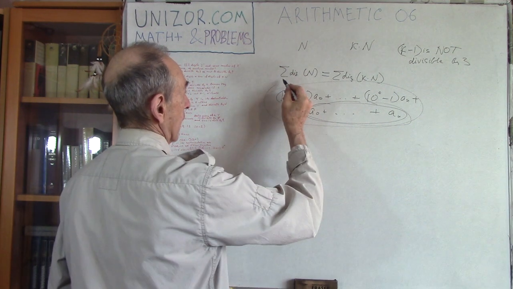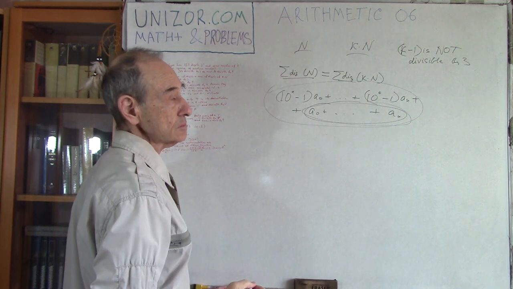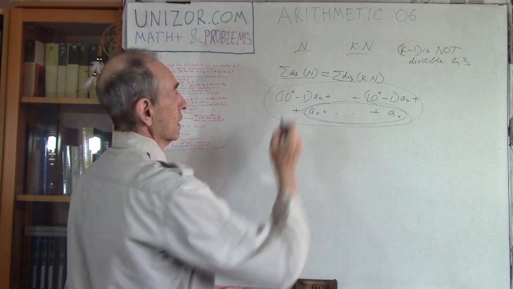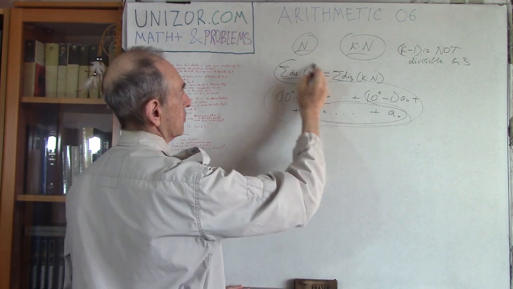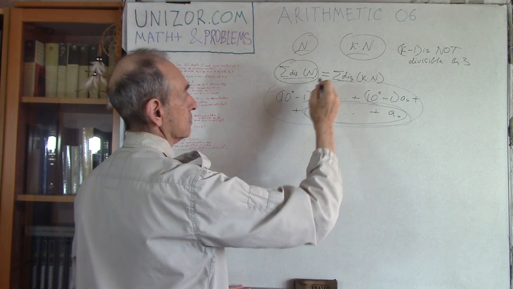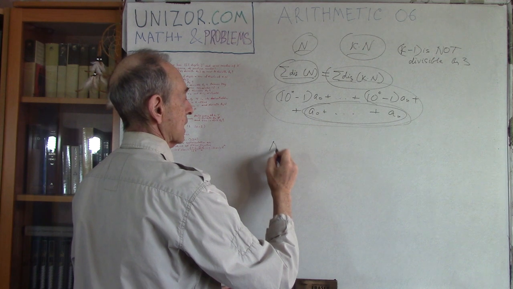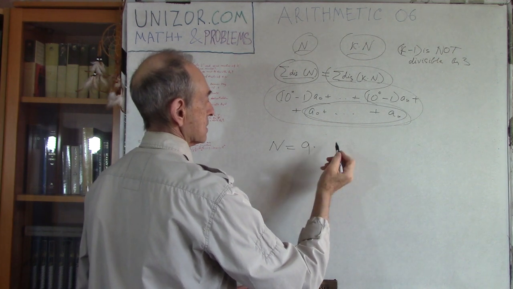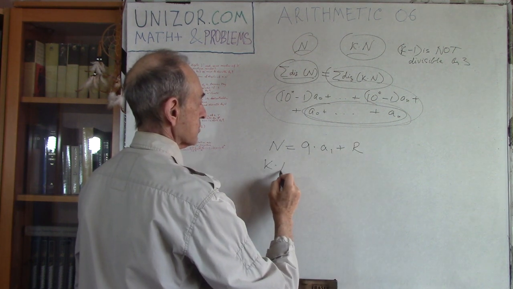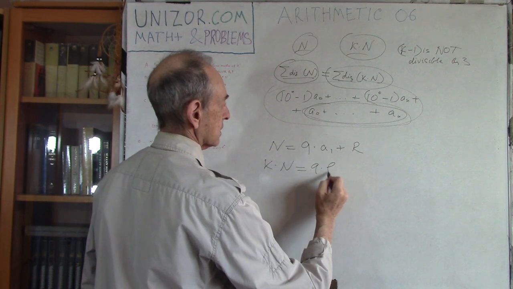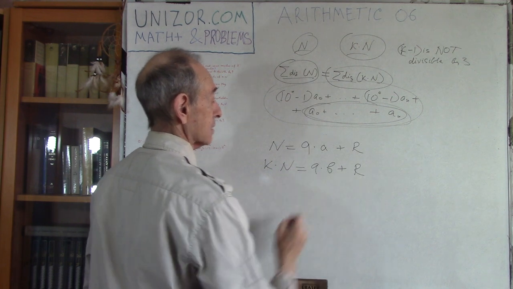Now, I know the sum of the digits of this guy is equal to the sum of the digits of this guy. Okay, which means this and this have the same remainder by division, if divided by 9, as this and this. Now, what does it mean? It means that n can be represented as 9 times, let's say, a1 plus some remainder, and k times n can also be represented as 9 times a times b plus the same remainder.